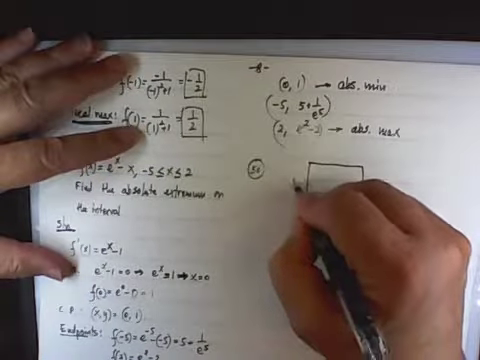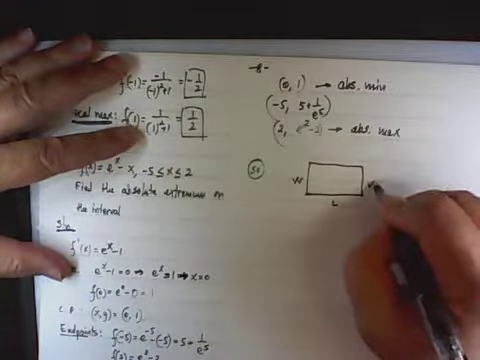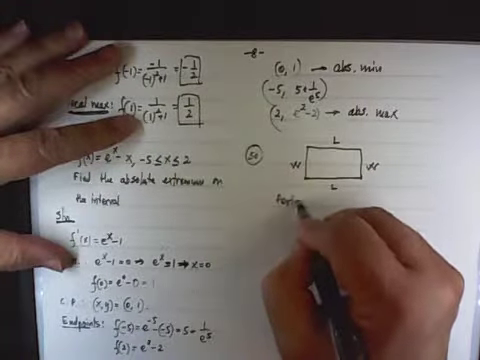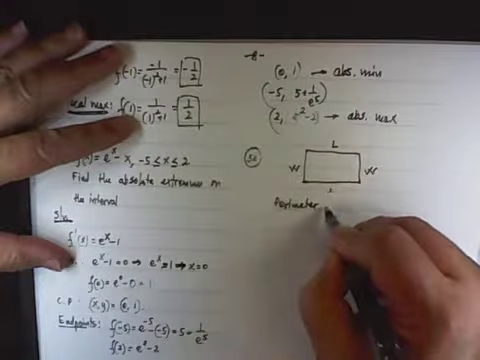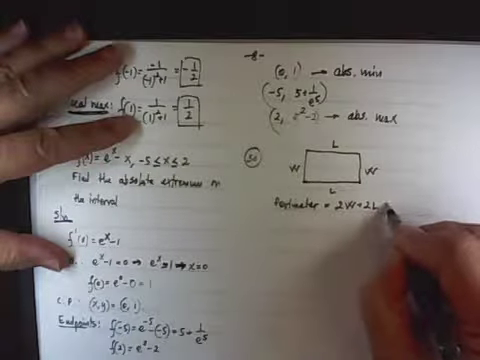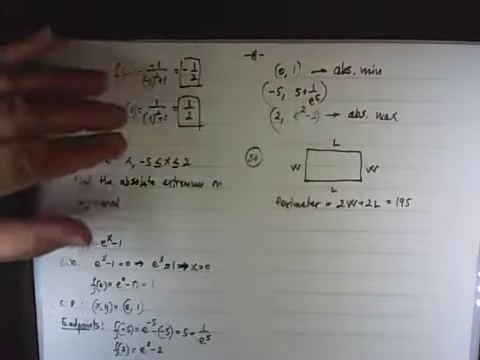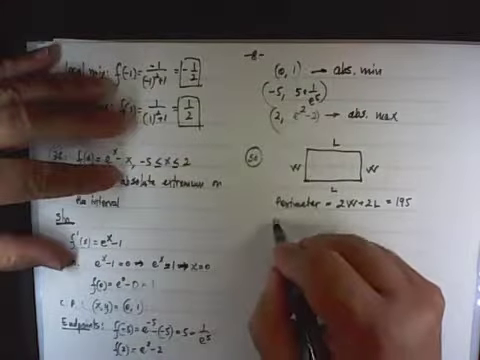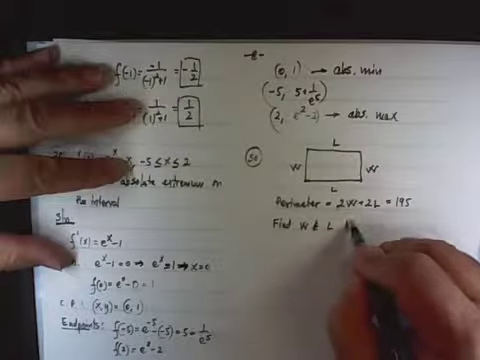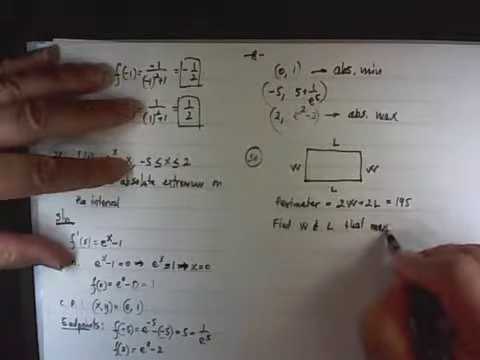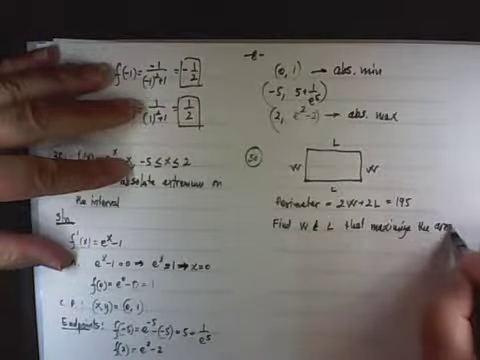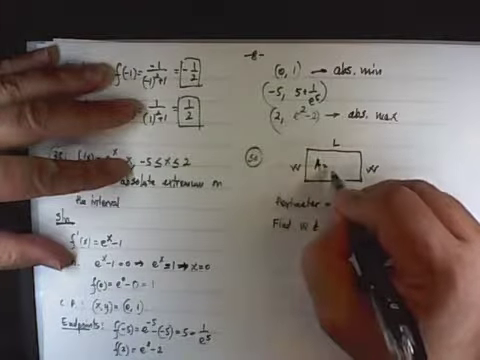Let's say this is the width and this is the length, right? And we know that the perimeter equals 2 times W plus 2 times L, and it's 195. That's given. And if we want to find W and L that maximize the area, the area is simply WL.